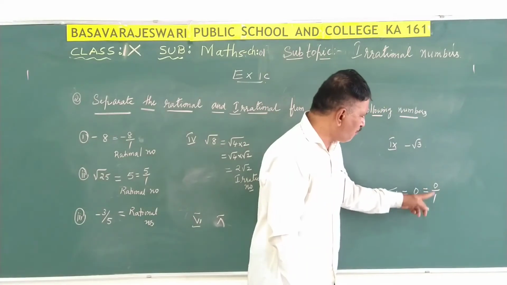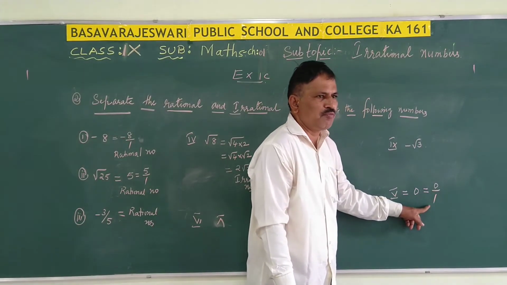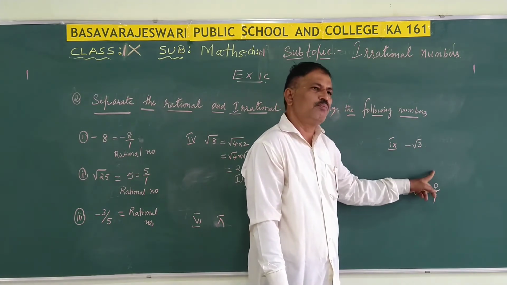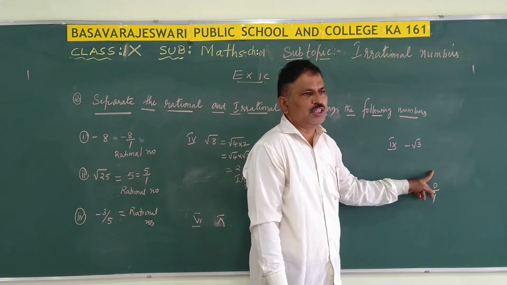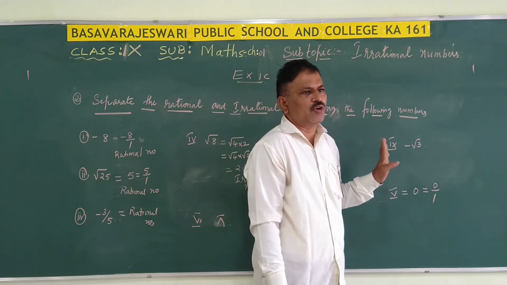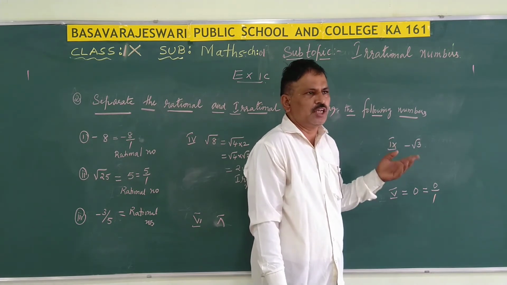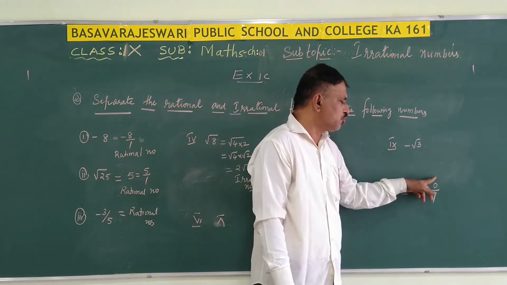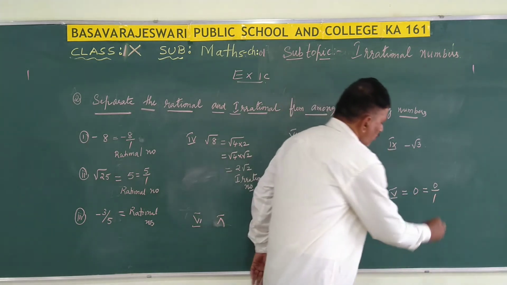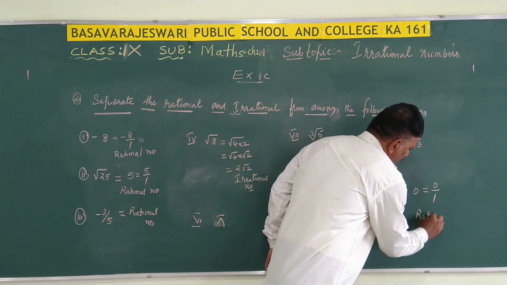It is in the form of P by Q, Q is not equal to 0. P may be 0, but the question is it should be in the form of P by Q, and Q should not be 0. He didn't say that P should not be 0. He said only that it should be in the form of P by Q and Q should not be 0. So therefore it is a rational number.